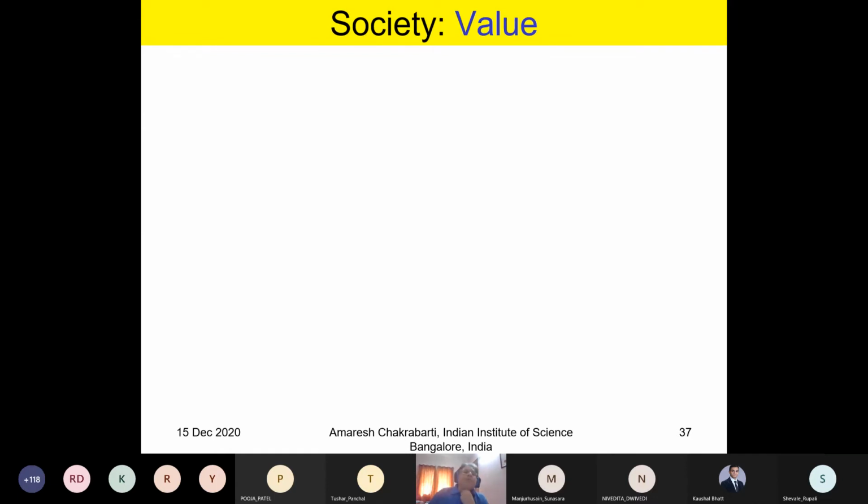So examples of domain and process knowledge in society. You need to understand the value. Where do you understand the value? What is it that people value? So you have to interact with the society and find it.